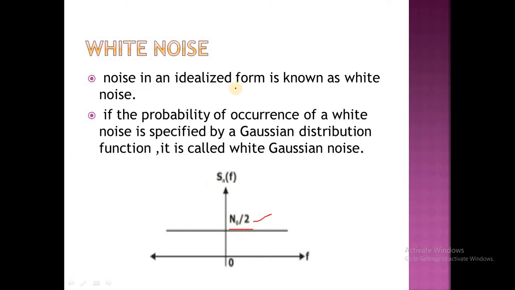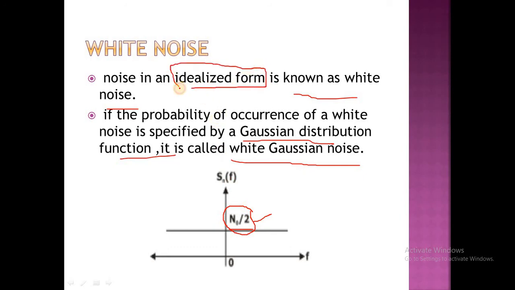A noise in an idealized form is known as white noise. If the probability of occurrence of a white noise is specified by the Gaussian distribution function, then it is called the white Gaussian noise. Here the power spectral density is N0 by 2.